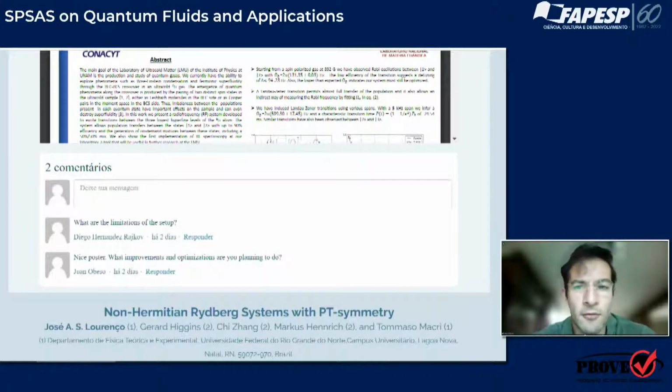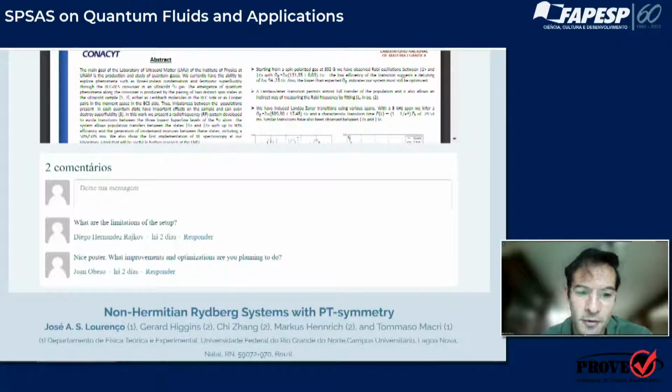This leads us to the second question, asked by Juan Carlos Obeso. He asks what improvements we are going to make, and what optimizations we are planning to do in the experiment. Well, with the same idea, we're currently working on how to improve the power delivered by the setup to the atomic cloud. We will do that by changing the geometry of the antenna so that we might alter the shape of the field, and then we can improve the power in the atomic sample. We hope that this will allow us to raise the Rabi frequency by at least an order of magnitude.